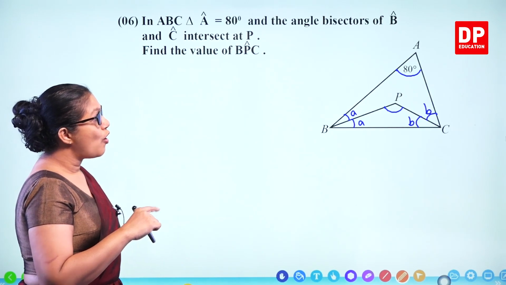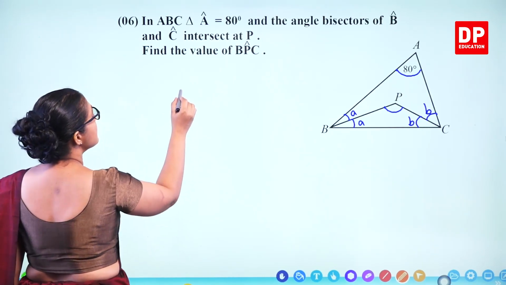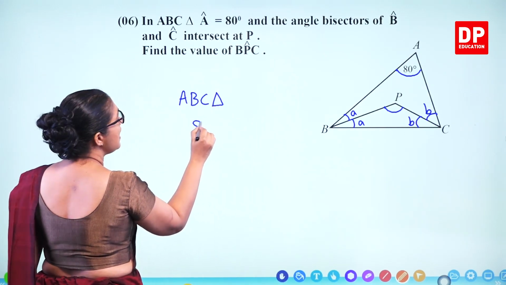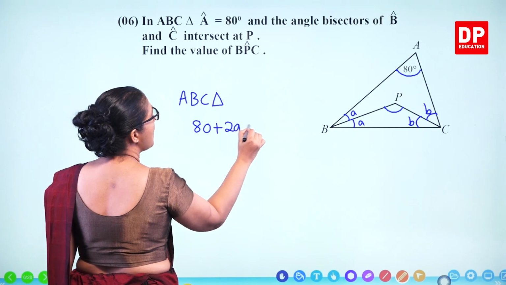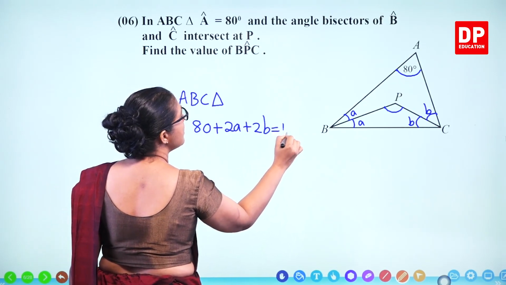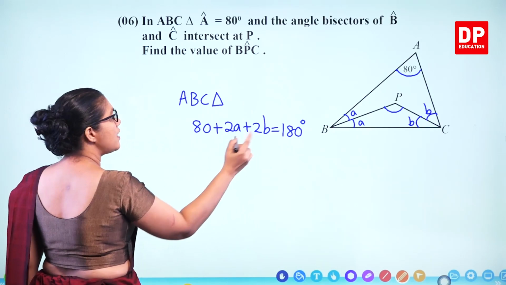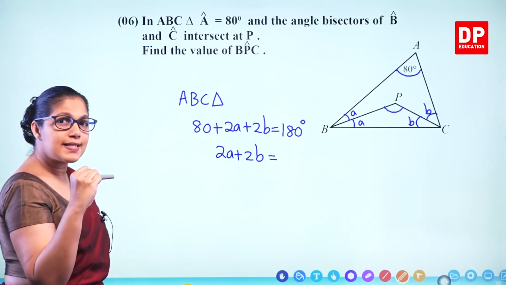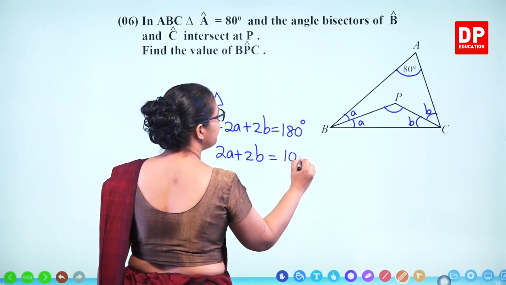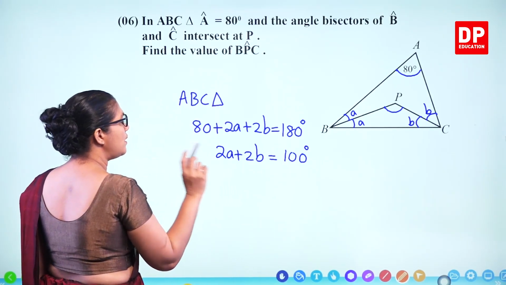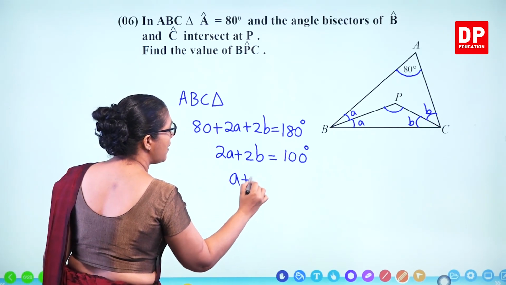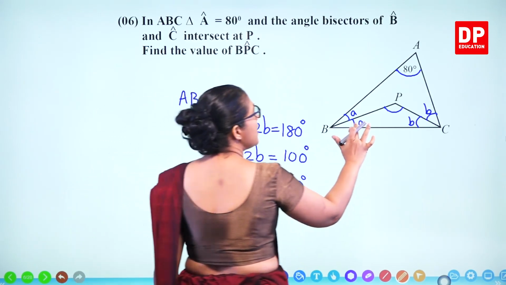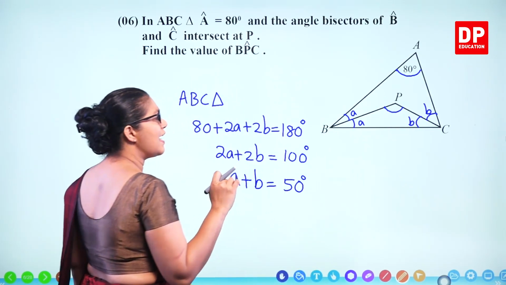So what can you say about triangle ABC? The sum of angles in a triangle is 180. So 80 plus 2A plus 2B equals 180. When you take 80 to this side, you get 2A plus 2B equals 180 minus 80, that's 100. So divide the whole equation by 2, you get A plus B equals 50 degrees.